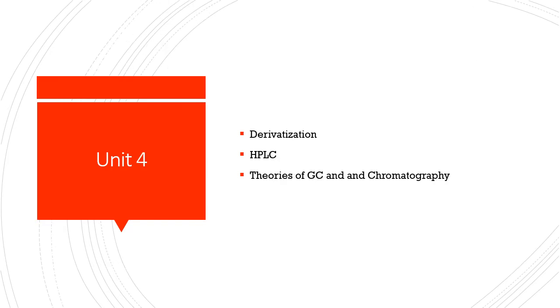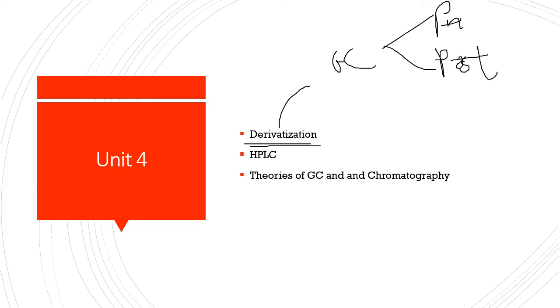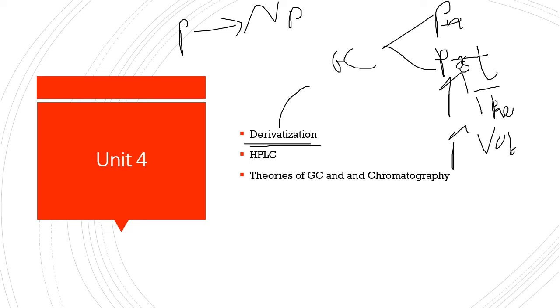The next is unit number 4. You have to study about the importance of derivatization in GC. Very important. There is pre-column and there is post-column derivatization. Either alkylation, acylation, silylation, acetylation. Why is it done? To convert a polar into a non-polar. And why is that done? Because we have to make it more thermostable, volatile, increase the detector response, increase the sensitivity.